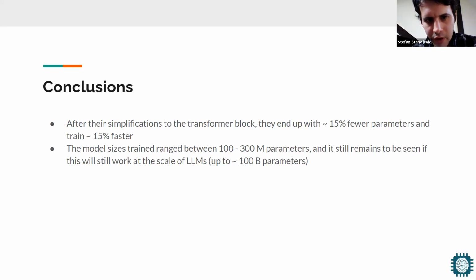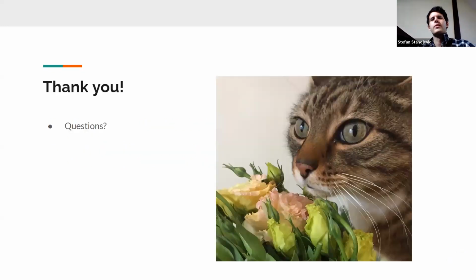And one caveat here is that the model sizes trained were between 100 and 300 million or so parameters, and it still remains to be seen if this will work when the model scales to the size of LLMs, or large language models, which can be several hundred billion parameters. And that is all I wanted to say. Thank you.